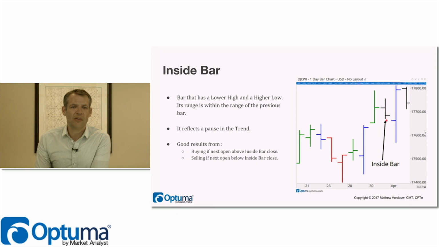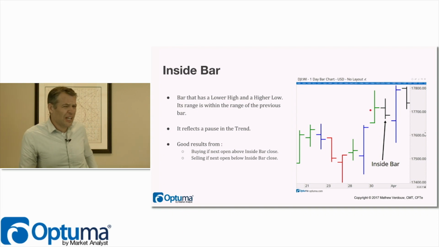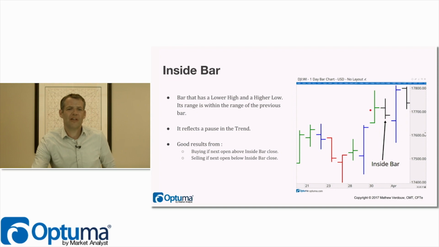And so that means that the high and the low are completely encompassed by the previous bar. And really what it's reflecting is a pause in trend, in a pattern sense. It's like a real mini triangle going on. Some results there: buying if the next open is above the inside close, selling if the next open is below the inside close.